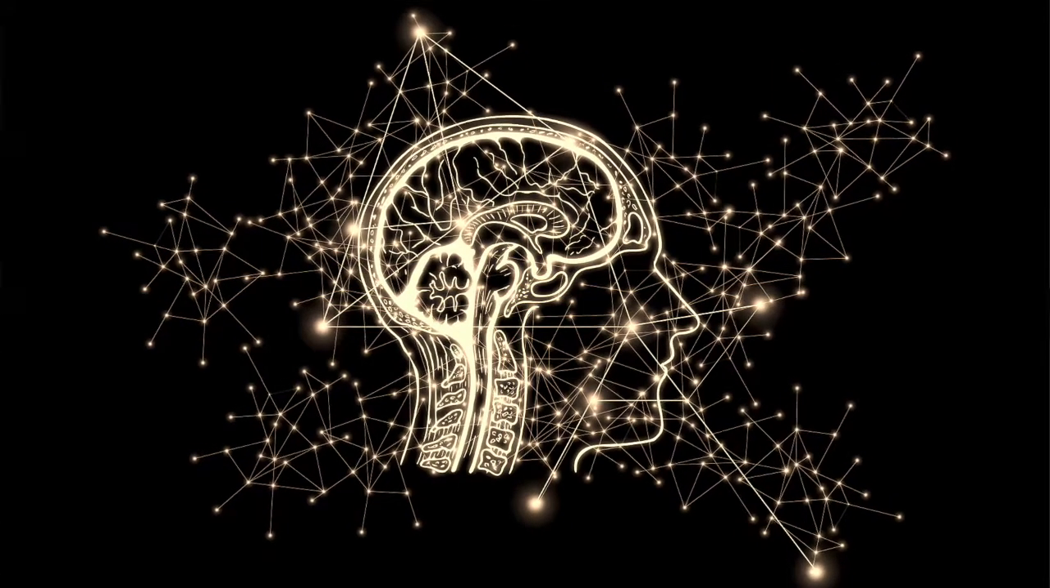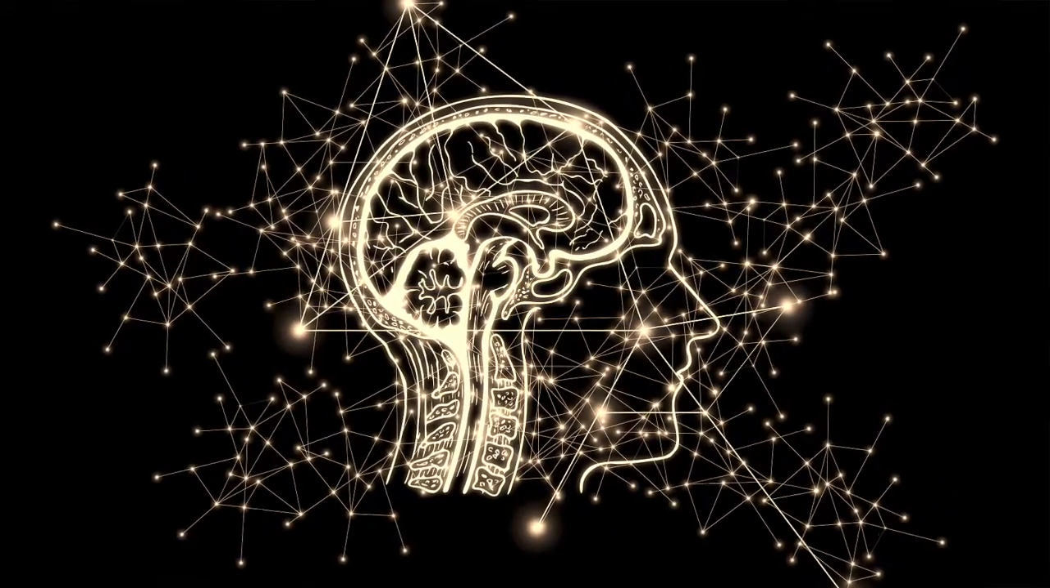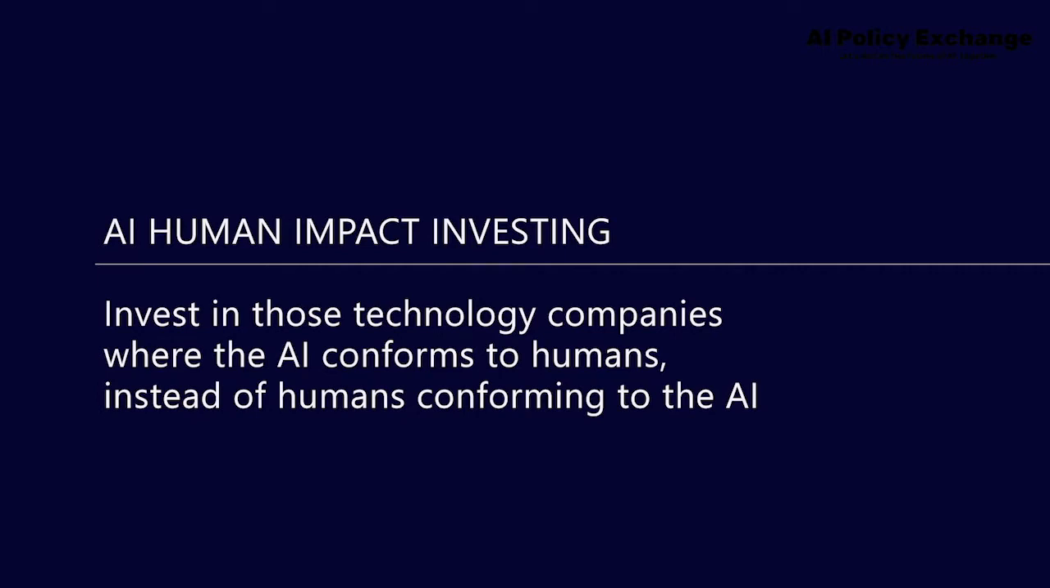The question is how to put AI ethics into practice. Well, here's one way. We can make it possible for people to invest in technology companies where AI conforms to humans instead of having humans conform to the AI. And to do that, what we need is a model for objectively scoring AI-intensive businesses. I mean, those companies that have artificial intelligence working at the core of their business operation.